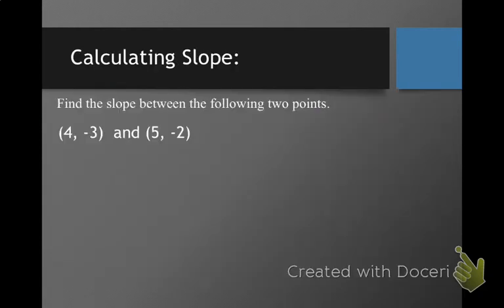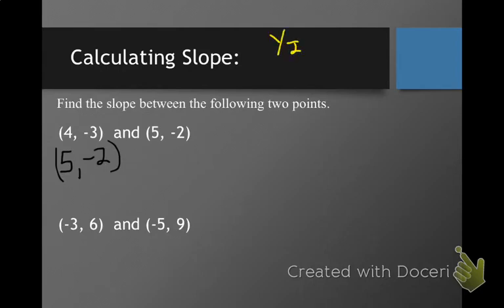So first, finding the slope between these 2 points. Okay, I have 4, -3, and 5, -2. So I'm actually going to write 5, -2 underneath the 4, -3, just to help us out here. When I am looking at this, I remember that just a moment ago it told me that the formula was y2 minus y1 over x2 minus x1. So that formula is going to be extremely important.